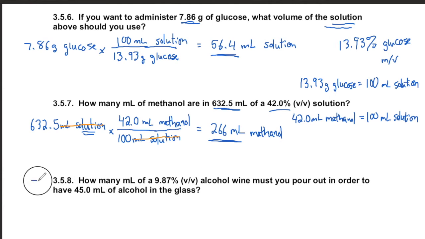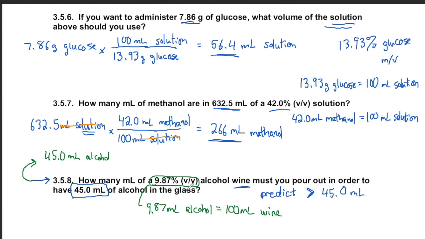Okay, so here, for example, let's make a little prediction before we try the problem this time. We want to get 45.0 milliliters of alcohol. And we are getting that alcohol from some wine, and the wine is 9.87% by volume alcohol. And so the volume of wine that you need to get that much alcohol has to be more than 45 milliliters. You're not going to be able to have 45 milliliters of alcohol if you only pour out 25 milliliters of wine. So we're going to have to pour out more than 45 milliliters of wine in order to get 45 milliliters of alcohol. I'm going to go ahead and do this up here so people can see it better.